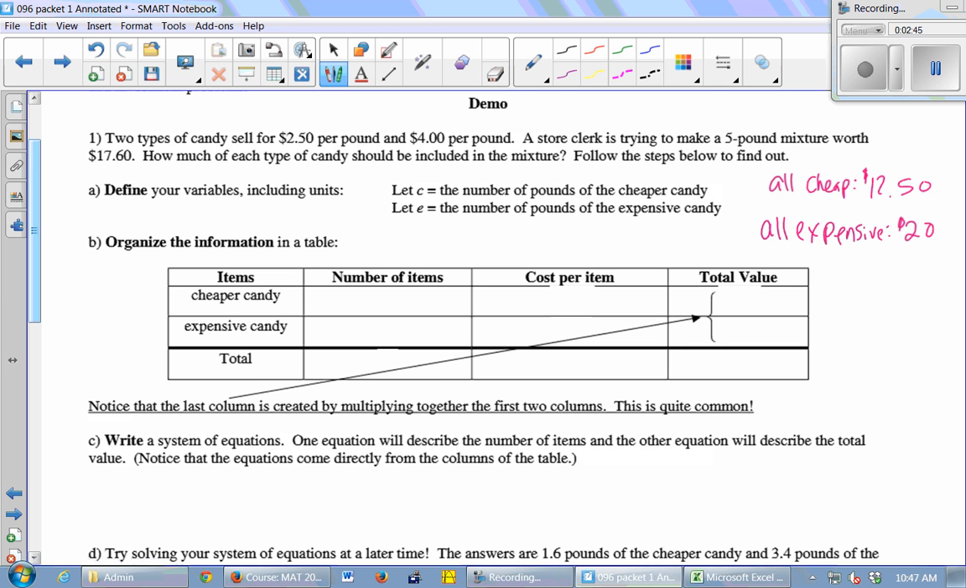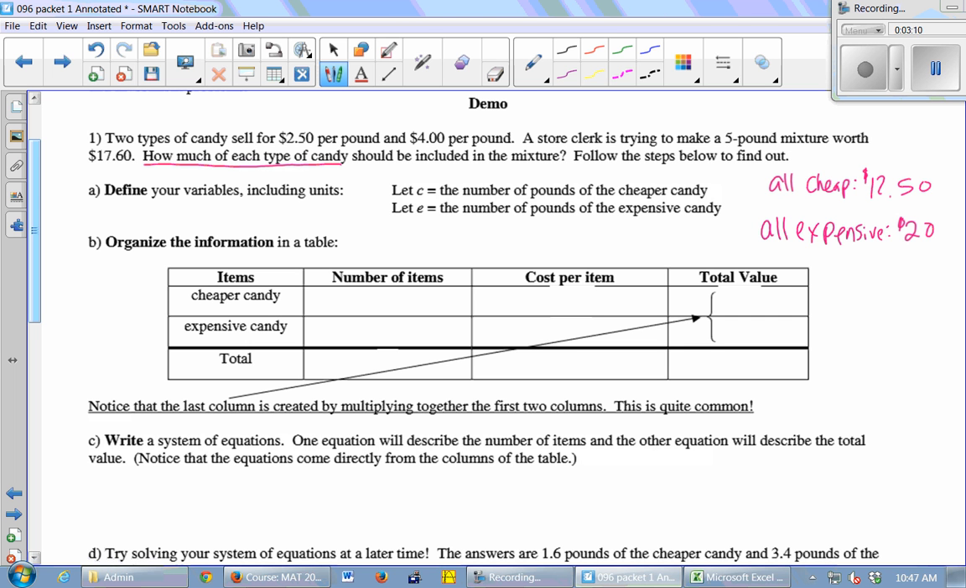So your first step is to define your variables, and to do that, you first identify the question, right? I like to just underline the question. How much of each type of candy? There's two types, so I let one variable be each type. C will be the number of pounds of the cheaper candy, and E will be the number of pounds of the expensive candy.